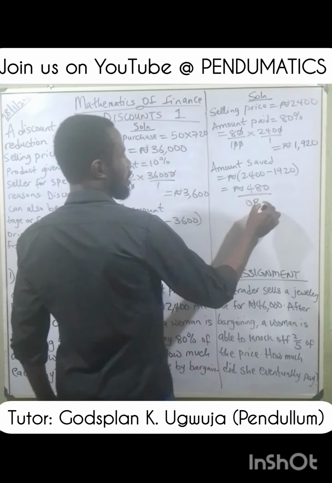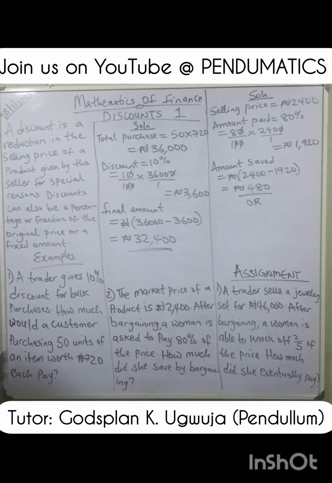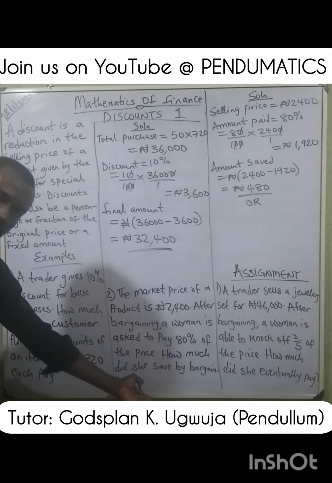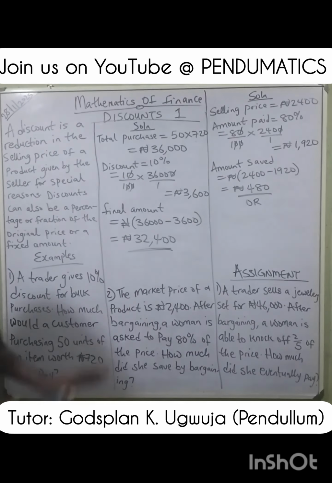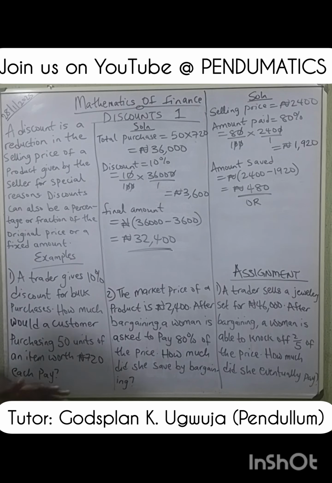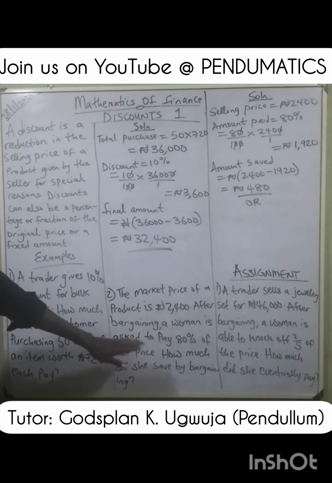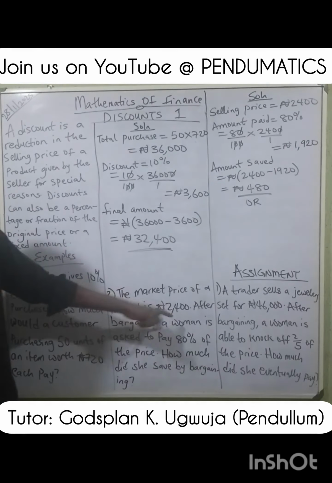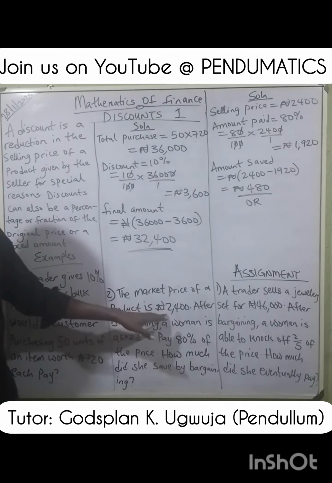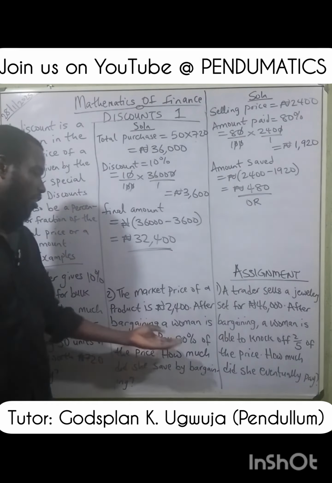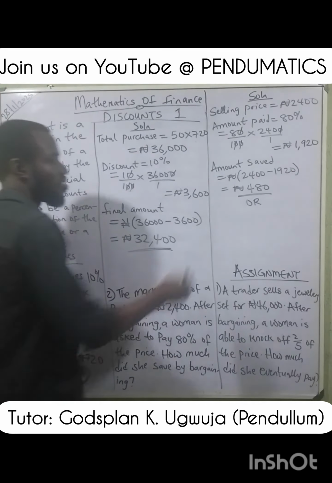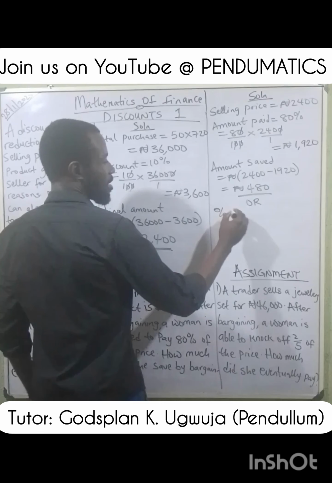Another way to solve it is, we are asked how much did she save. Now we know that the total percentage of anything is 100%. That means the total percentage of this price is 100%. 100% of this price is 2,400. That's the total percentage. But if she paid only 80%, that means she saved 20%.